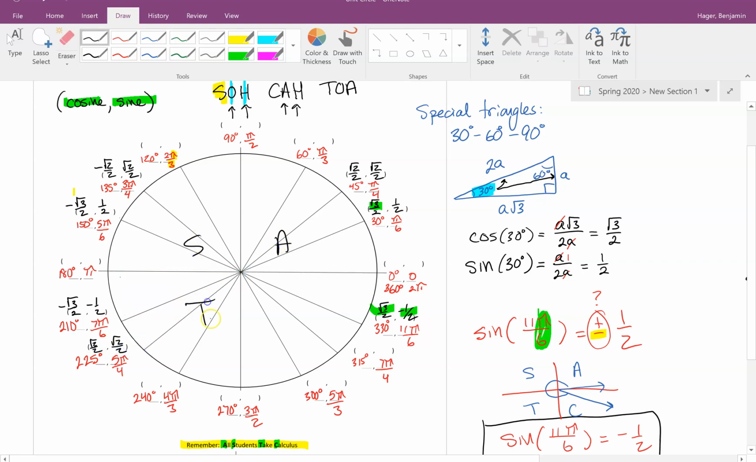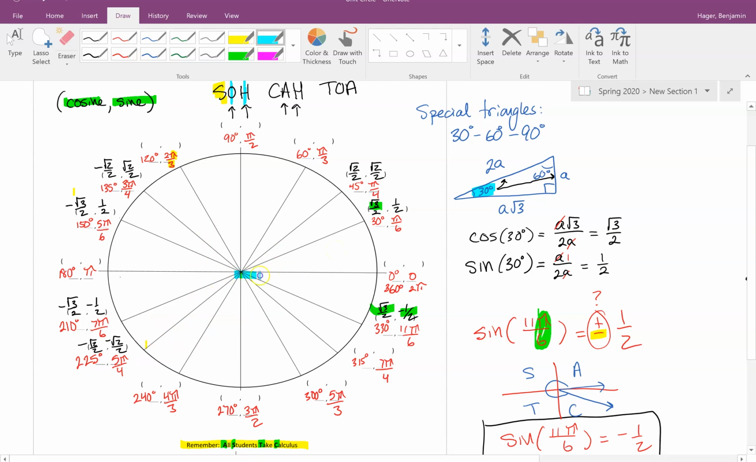All students take calculus. So if I am down here in this quadrant, my terminating side is in quadrant 3. In quadrant 3, only tangent should be positive. Everyone else should be negative. So this would be a negative and a negative. Negative cosine, negative sine. Let's do the last one.